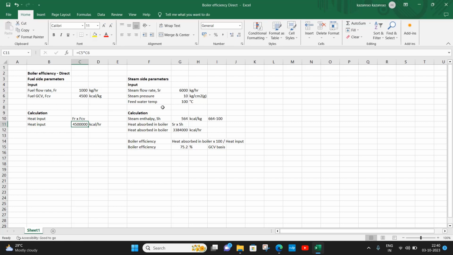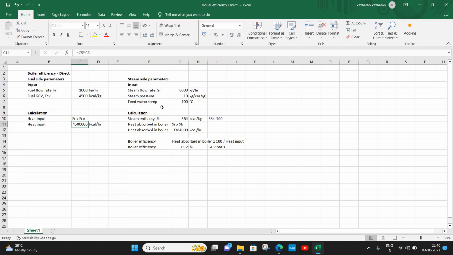Now on the steam side, we have to find out what is the heat absorbed by the steam, or heat absorbed by the water before it is converted to steam inside the boiler. This is also the heat absorbed in the boiler. So the remaining heat is wasted either due to flue gas losses, moisture losses, radiation losses or unburnt losses.